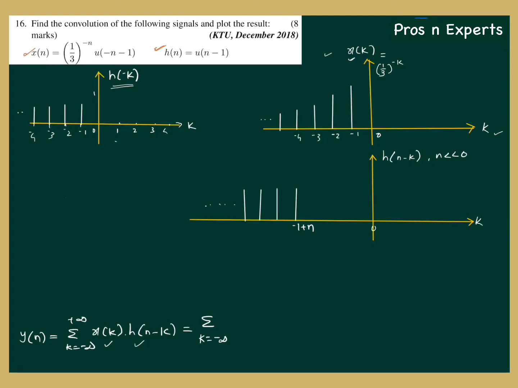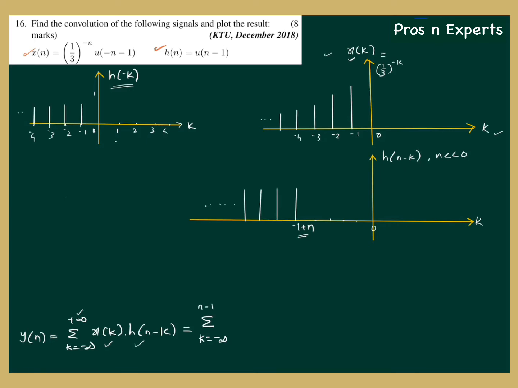to, what is the upper limit of the summation? You don't have to sum it up to plus infinity, but you need to sum it up to minus 1 plus n, because after minus 1 plus n, in these values, the product is turning out to be 0. So k equal to minus infinity to minus 1 plus n is actually n minus 1.